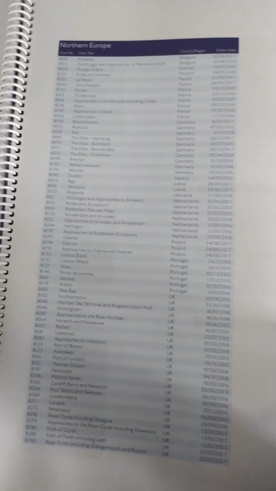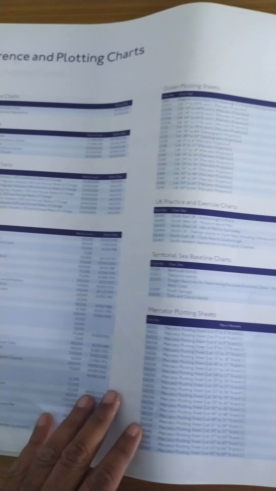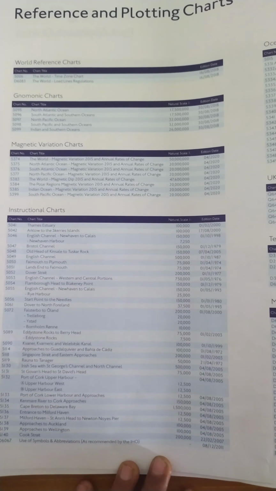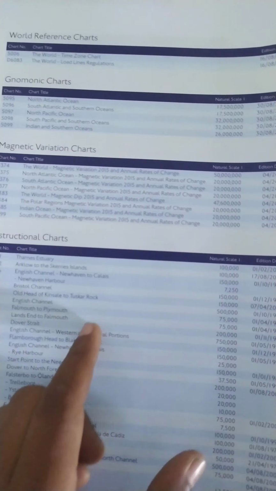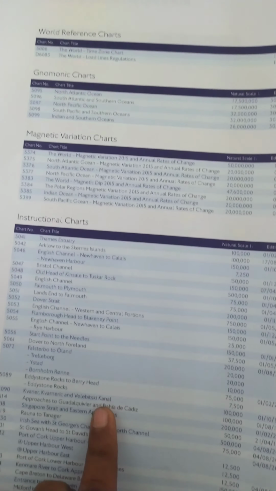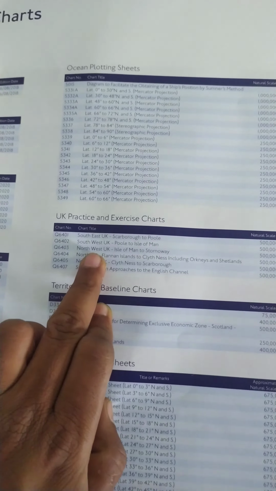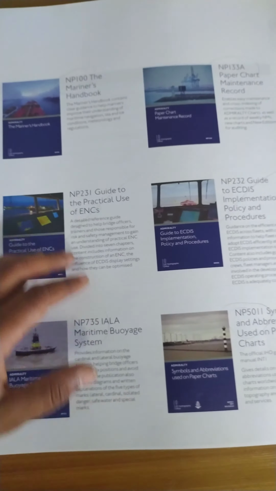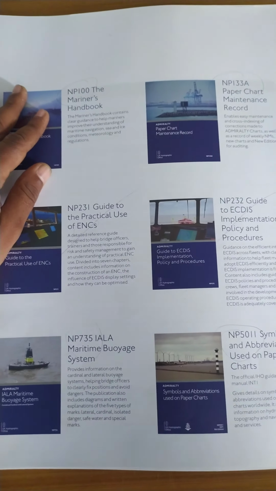Next comes reference publications. The reference publications are mnemonic charts, variation charts, instructional charts, ocean plotting sheets, UK practice and exercise charts, Mercator plotting sheets. Then comes the reference publications, the books that you should be using for planning a passage.